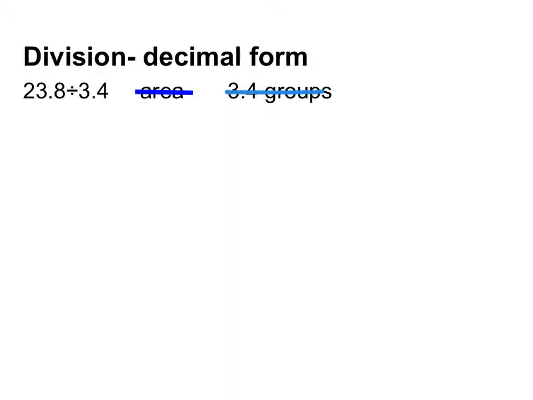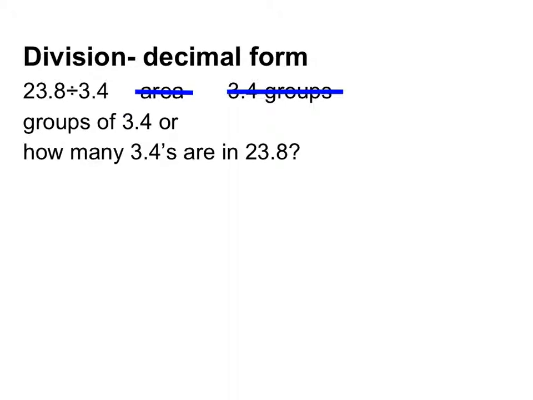So we're not going to do that one. What about groups of 3.4? Okay, groups of 3 and 4/10. Okay, that makes sense to me. Or that's really the same as asking how many 3.4s are inside of 23.8.